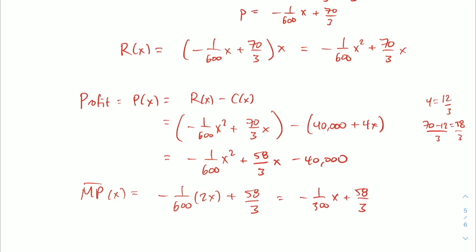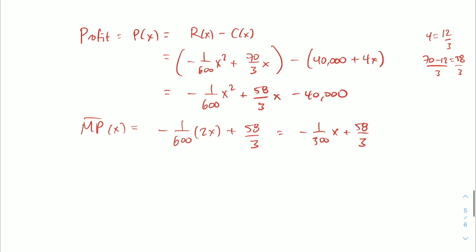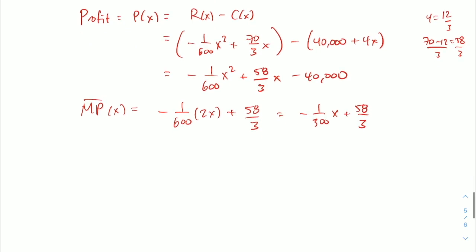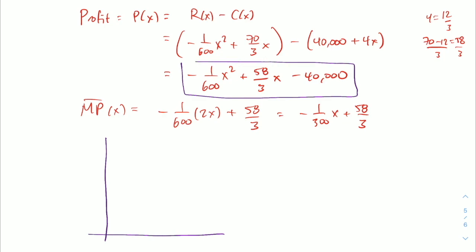All right, so now I want to take a step back and just draw our profit curve. Our profit curve is this quadratic, so I want to sketch this quadratic for you. I'm going to make this axis 20K, 40K, 60K, 80K, 100K. And this axis will be 5K, 10K, and 15K.